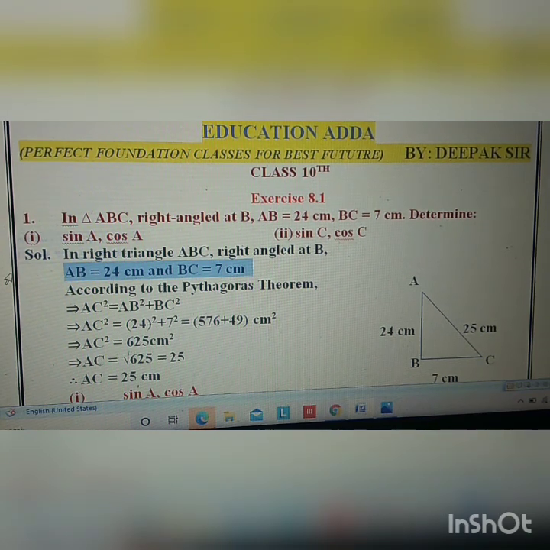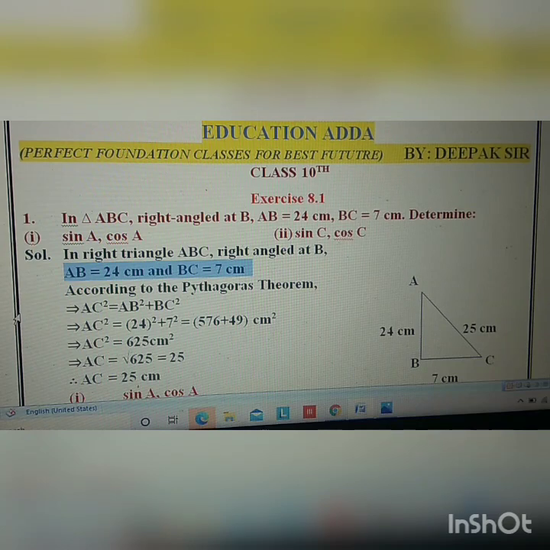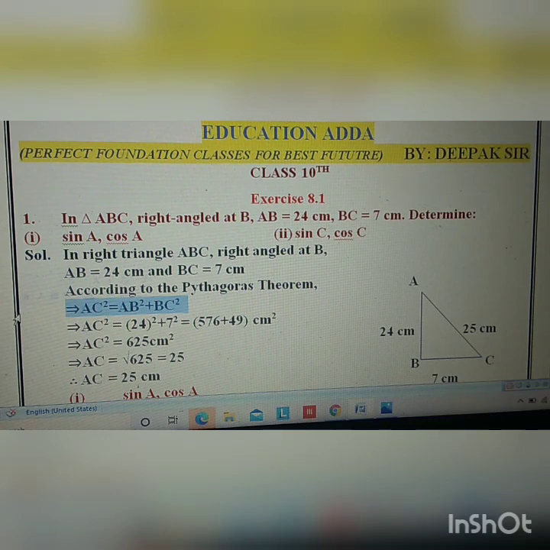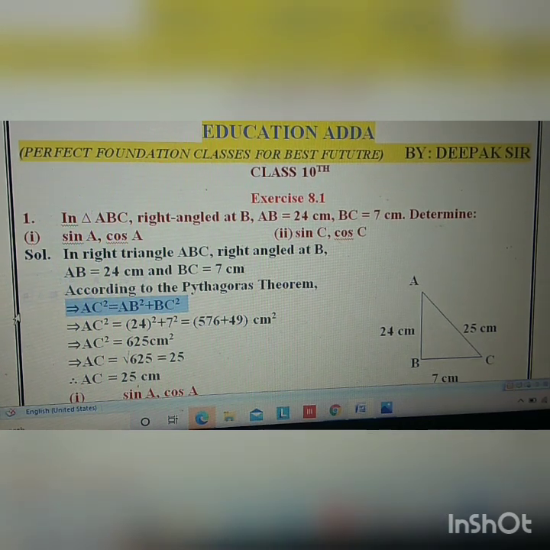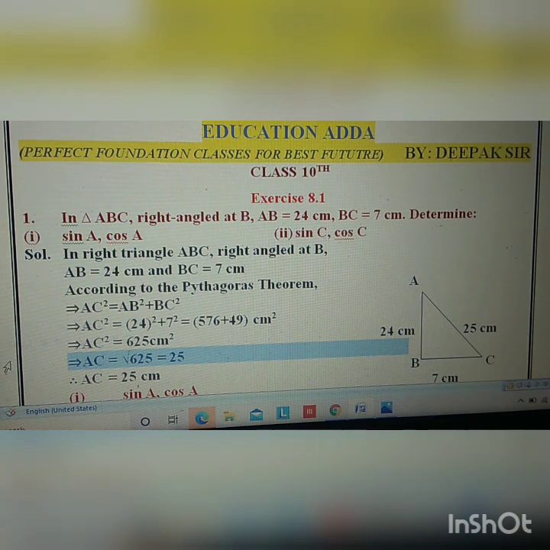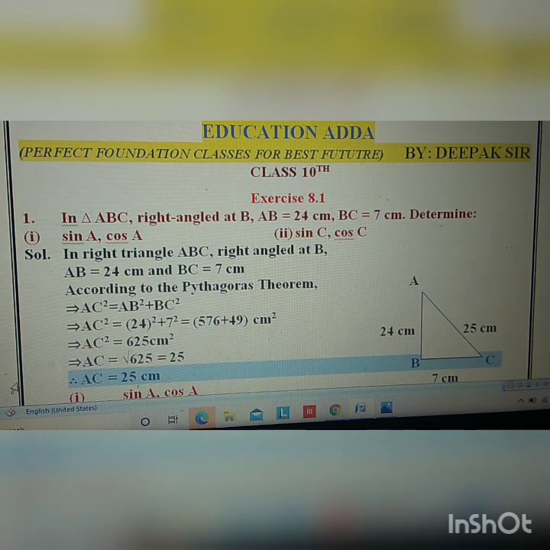If we apply the Pythagoras theorem, AC square, as we all know, the Pythagoras theorem states that in a right angle triangle the square of the side opposite to the 90 degree is equal to the sum of the squares of the other two sides. After substituting the values of AB and BC, we get AC square as 625 centimeters square. Now when we move the square to the RHS, it becomes the square root of 625, which is 25. So the value of AC comes out to be 25 centimeters.